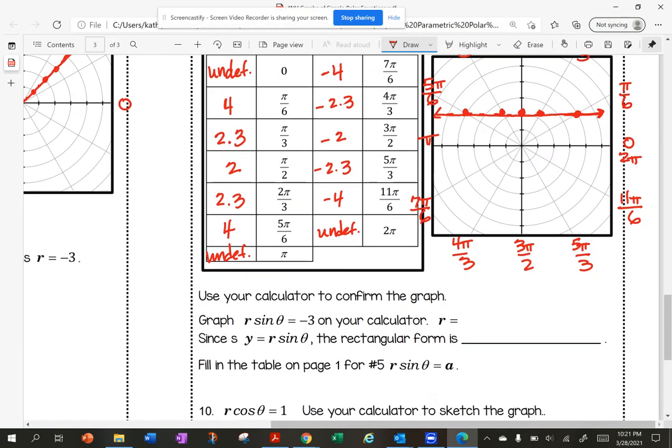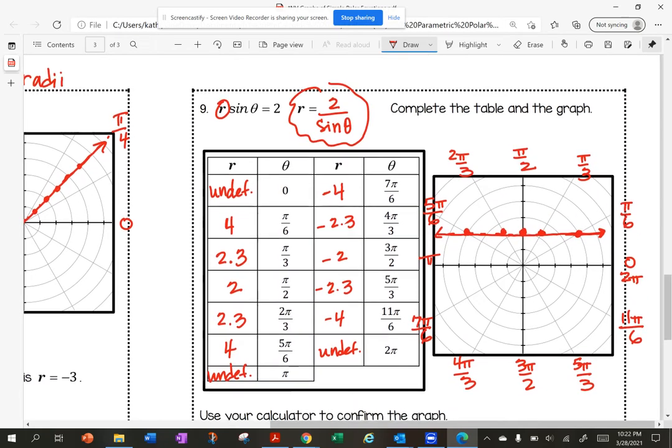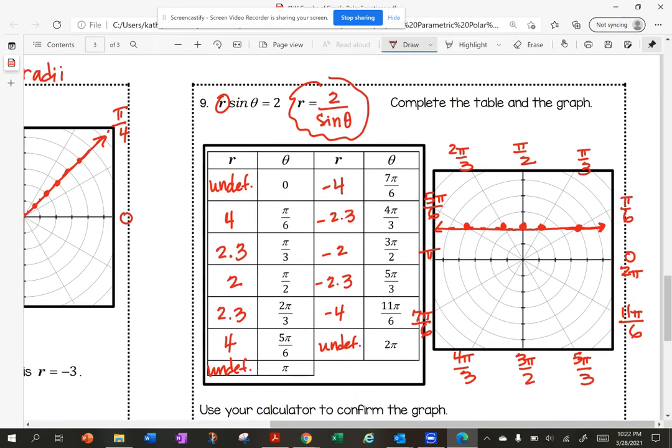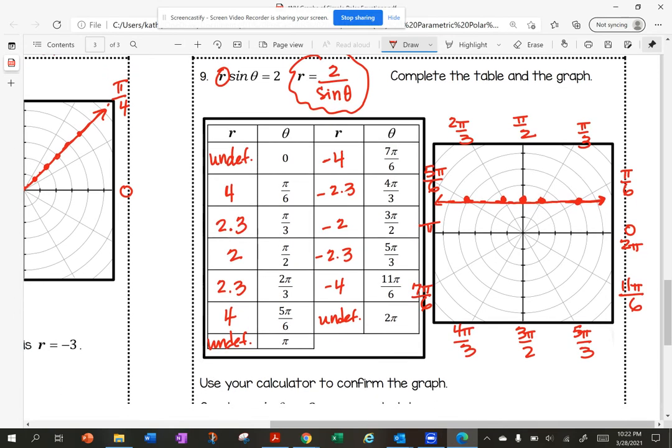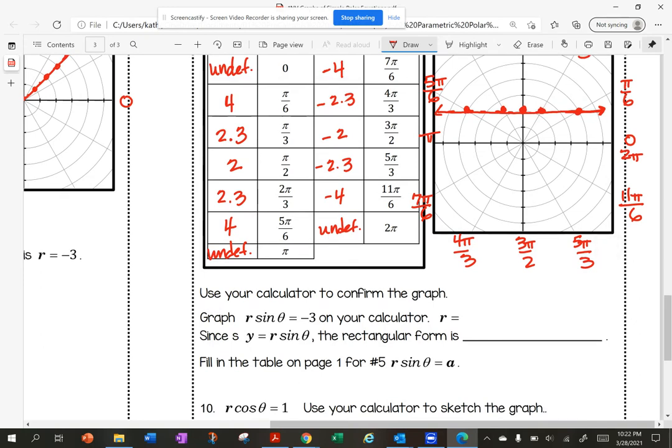Okay, so let's use our calculator to confirm. So let's graph it. If I type this in, do I see r equals 2 divided by the sine of theta? Do I see a horizontal line like what I'm seeing? I want to confirm that. So if I was looking in the rectangular system, this would be a horizontal line, and this would be a y equals 2 line.